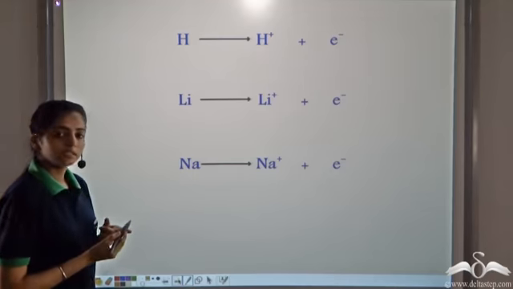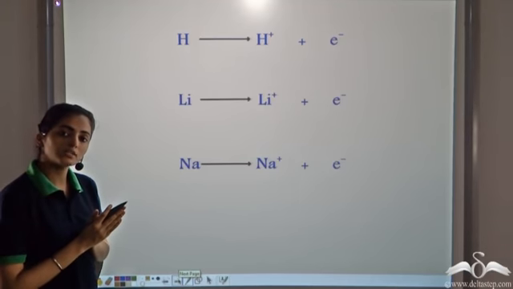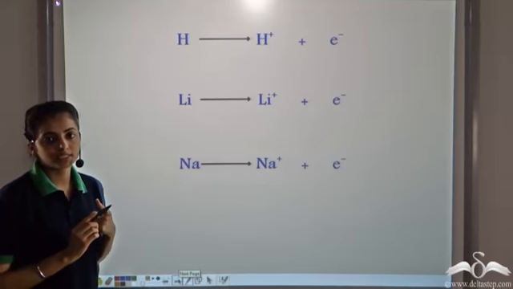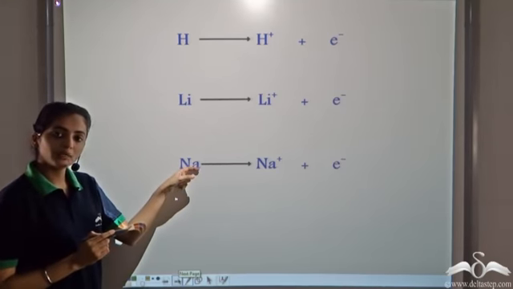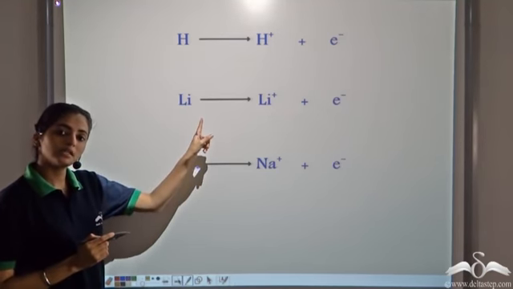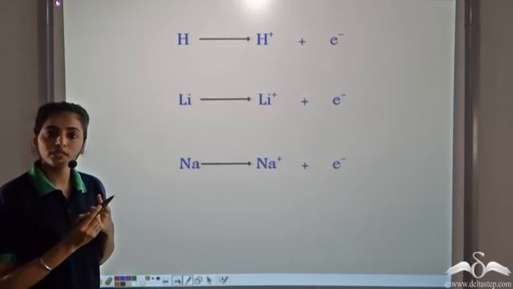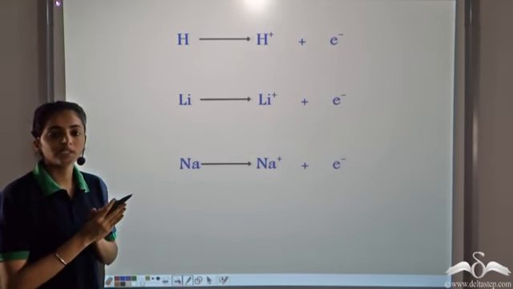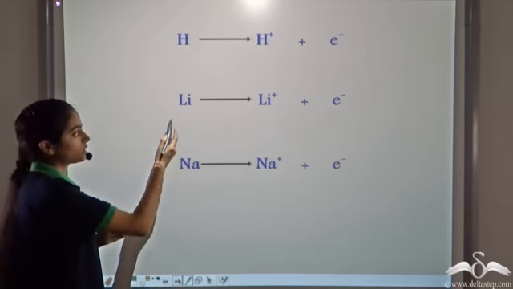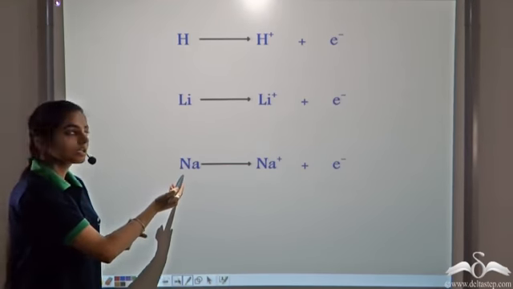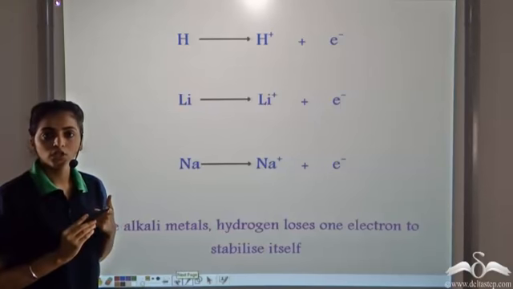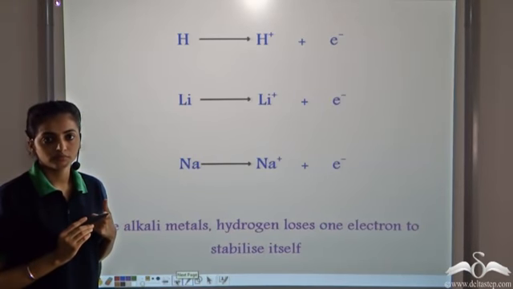Another similarity is that since it has only one valence electron, it can lose this one electron to stabilize itself. Like all alkali metals, they stabilize themselves by losing the one valence electron. When they lose one valence electron, they satisfy the octet rule. So like all the alkali metals, hydrogen can lose one valence electron to stabilize itself.